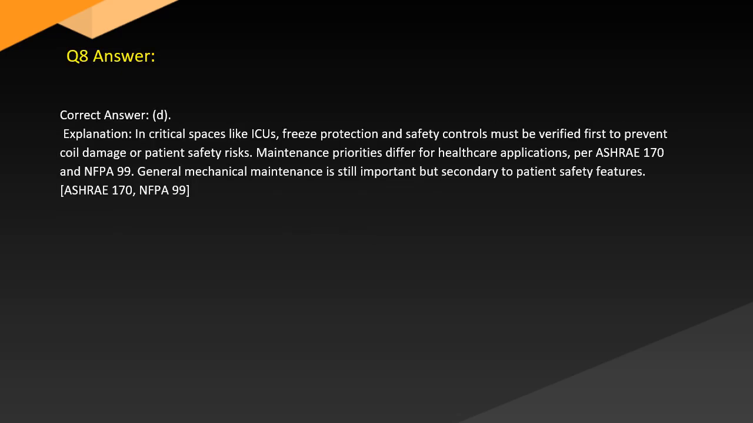Answer. Correct answer: D. Explanation. In critical spaces like ICUs, freeze protection and safety controls must be verified first to prevent coil damage or patient safety risks. Maintenance priorities differ for healthcare applications per ASHRAE 170 and NFPA 99. General mechanical maintenance is still important but secondary to patient safety features. ASHRAE 170, NFPA 99.